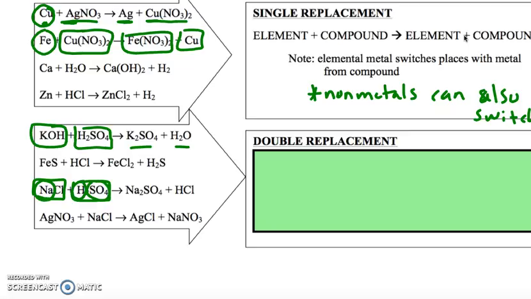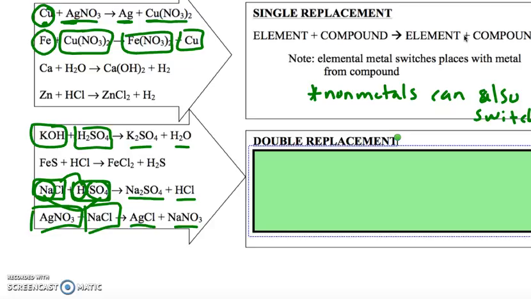So now we have the sodium and the sulfate coming together into the compound sodium sulfate, and the hydrogen and the chlorine come together to form hydrogen chloride. So again, what you're looking for is a compound plus a compound turning into two different compounds where the cations and the anions switch places.